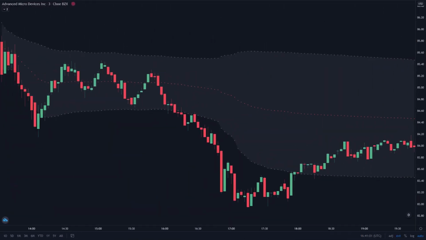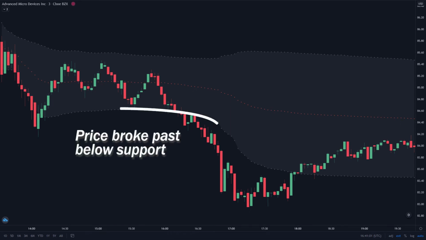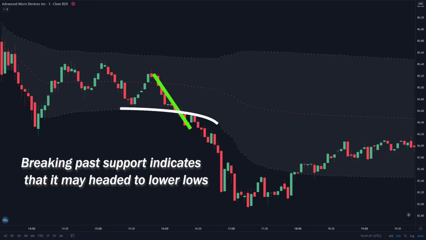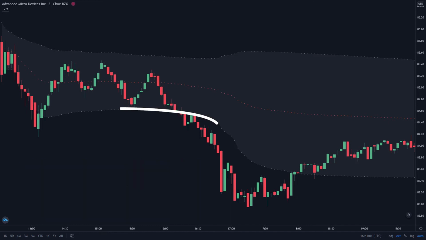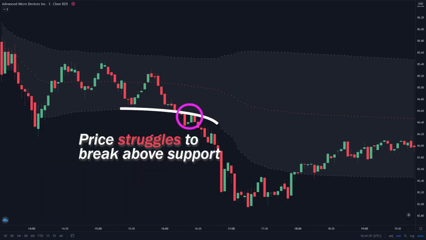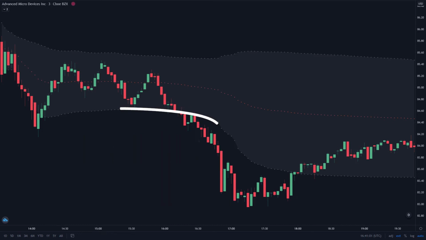And you can see that a couple of minutes later, I identified another trade potential. You see that the price drops past below the support line, which indicates that it's possibly heading to lower lows. And after it breaks the support line, notice that the price struggles to break above it, which means that there is a chance that it might explode to either upwards or downwards.